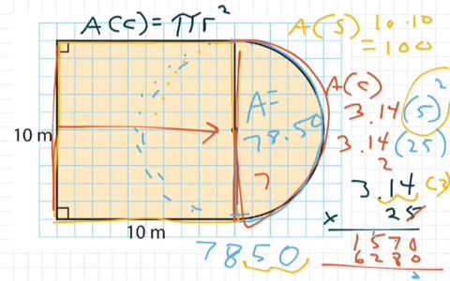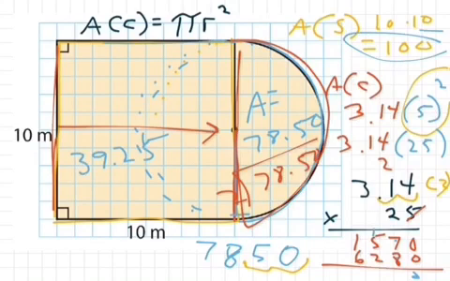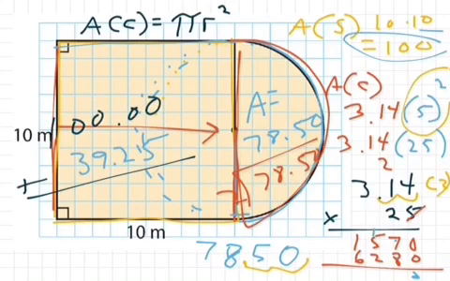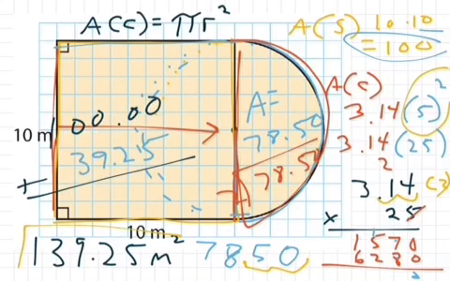39.25. We take 78.50 divided by 2. It's going to equal 39.25. And then lastly, we add it to our 100 because we had our original square here. So when we add this up, 100.00, I know it's getting kind of messy here. But when I add all this up, 100 plus 39.25 would get me 139.25, and they want this in meters squared. So that would be my area here.